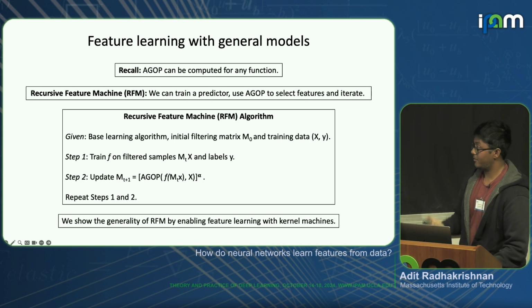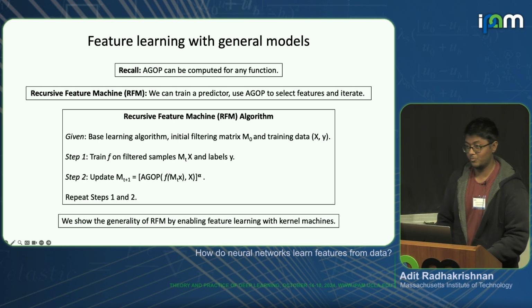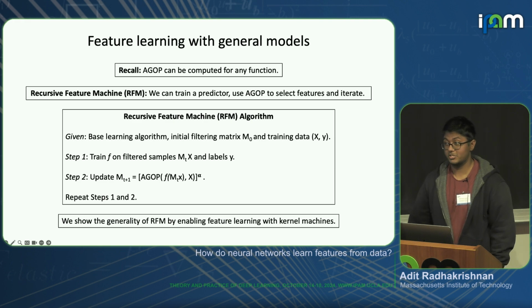And so what I'm going to show now is that RFM actually enables feature learning with kernel machines. This is just an example to show what kind of features just any general model learns. Any questions on the algorithm?